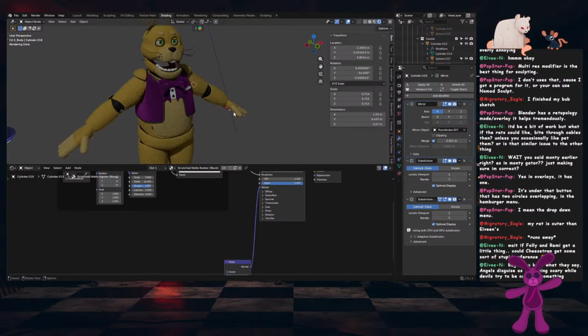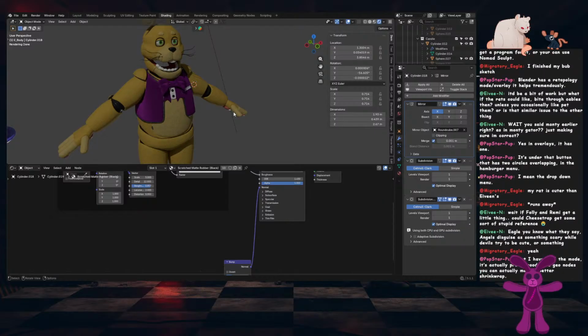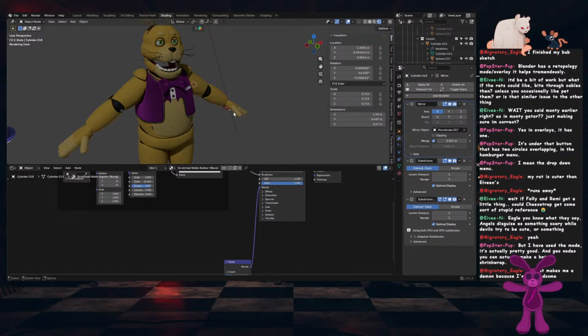If only, let me get a little thing. Dude, Cheese Trap gets some sort of stupid reference. I suppose Cheese Trap could get a little bit of a reference. You know, they say angels disguise as something scary or devils try to be cute or something. Actually, they say angels are beautiful. But my question is, if angels are beautiful and demons disguise themselves as things that are beautiful, then why has nobody made the connection?